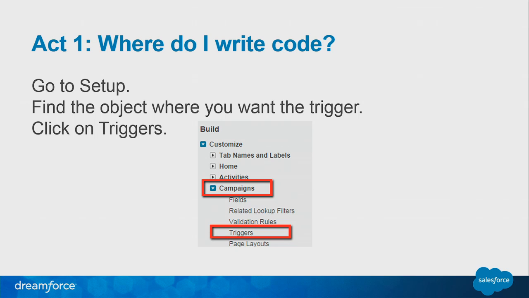No, let's think about it for a second. We want to create a campaign member status, but when do we want to add them? When we add a new campaign. Okay, so then when would you want to create the trigger? Oh, on the campaign, right? Because it's like a workflow rule. I want the trigger code to run when a campaign is created, so I would go to the campaign. Oh, you got it.